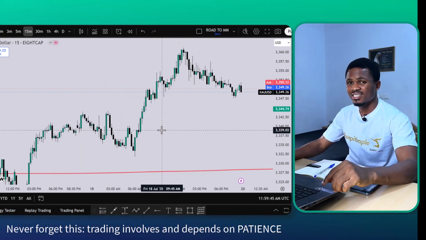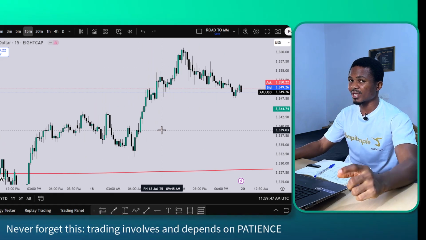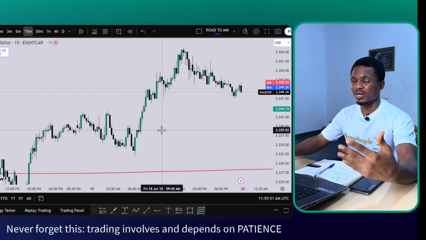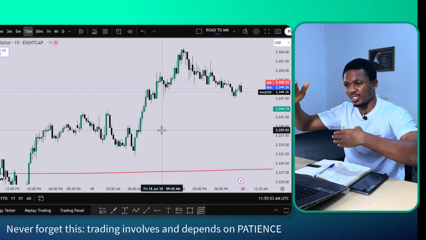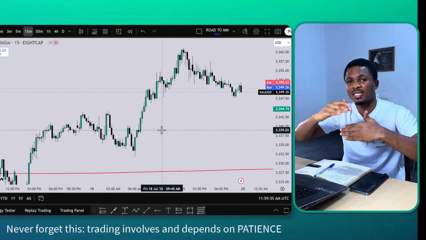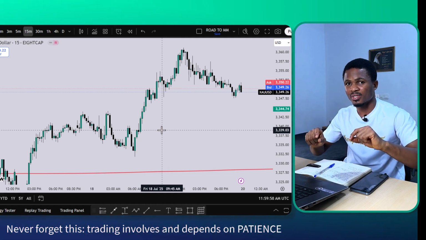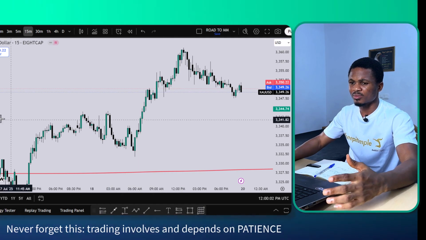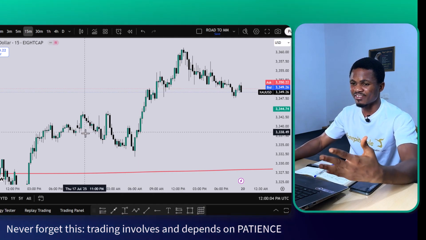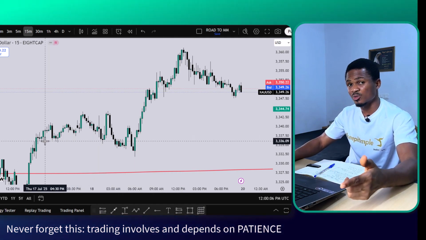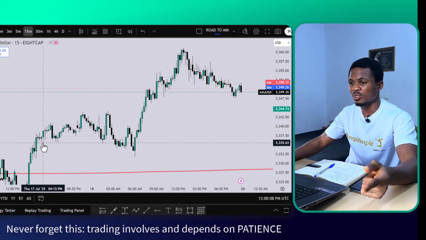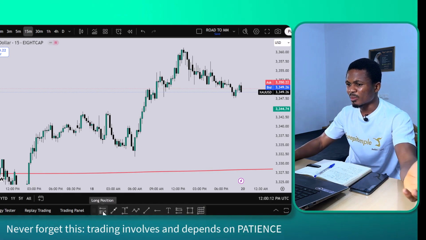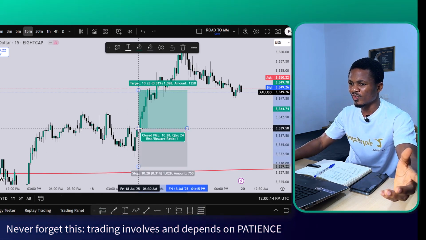So the basic understanding that I want you to get is that pip calculation is just the difference between two price points. Let's say a price move from point A to point B. The difference between point A and point B is your pip, right? That's your pip. When it comes to calculating pips on gold, I'm using TradingView for now. I'll show you exactly how to do that on MetaTrader 5 as well, but let's use TradingView for the first example. So I'm going to use my long position tool over here.